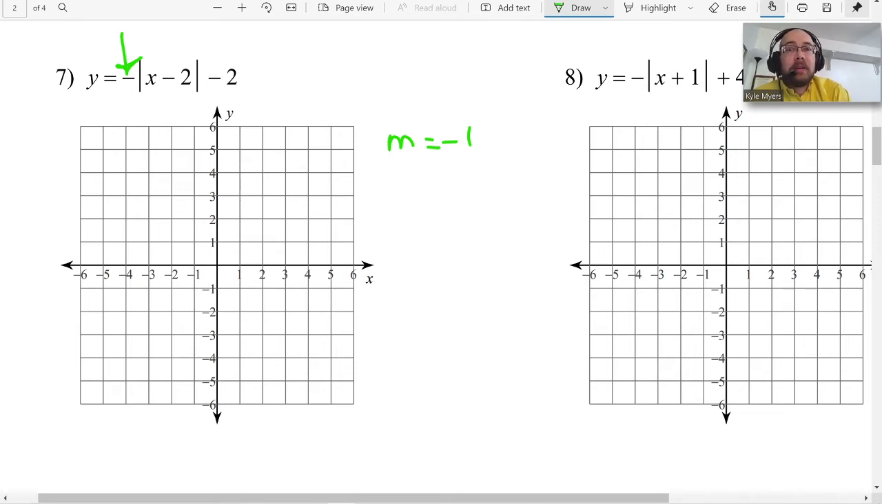It's going to be the opposite of negative 2, right? It's the opposite of the number. The number's minus 2, aka negative 2. So the opposite of that is 2, and then the number outside is negative 2. All right, so 2, negative 2. It's right here. The slope is negative 1 though.